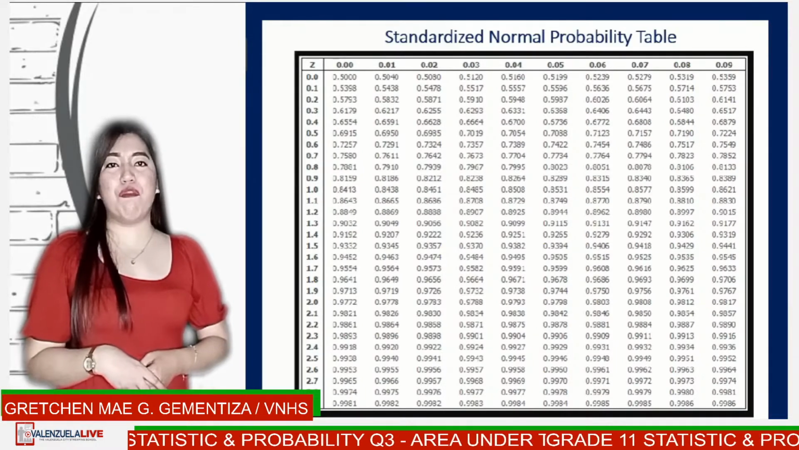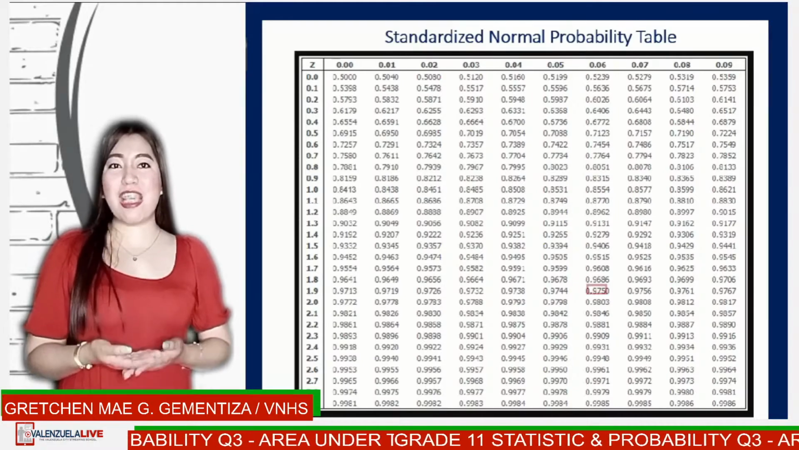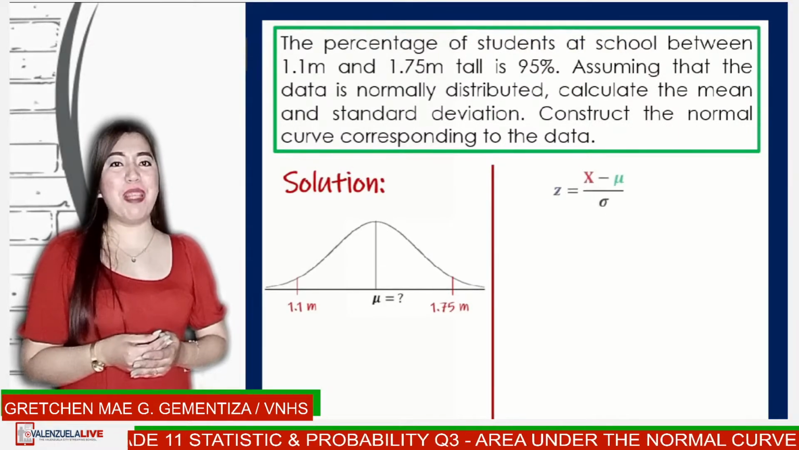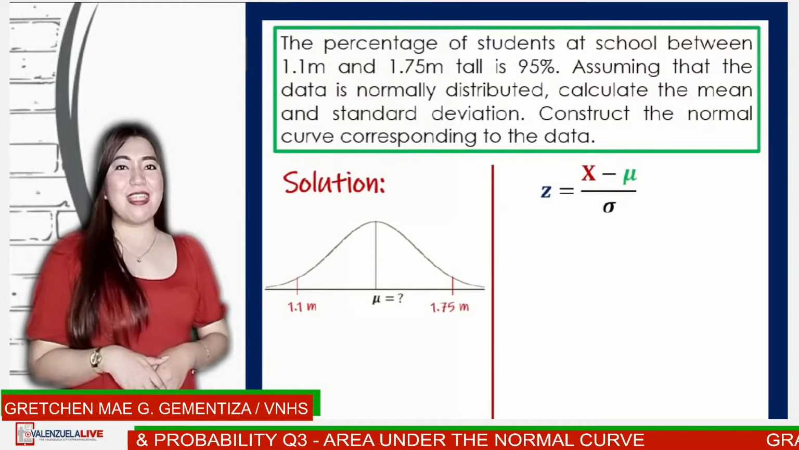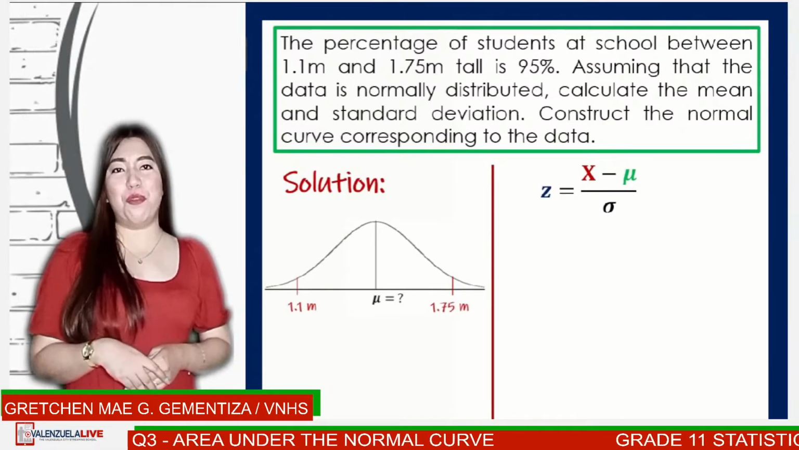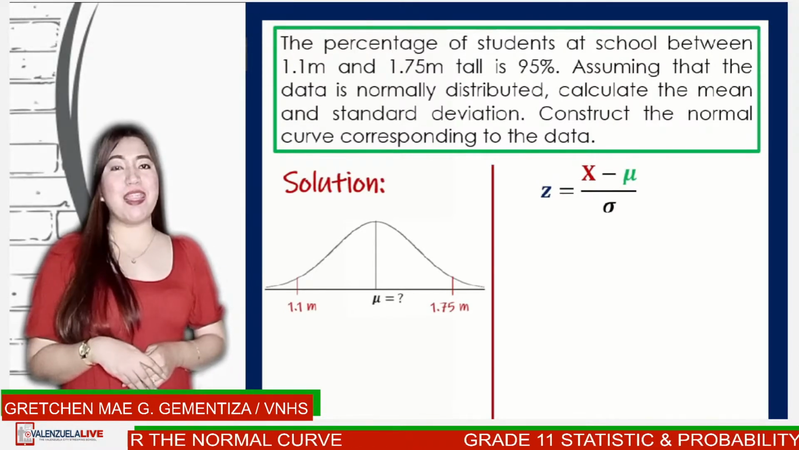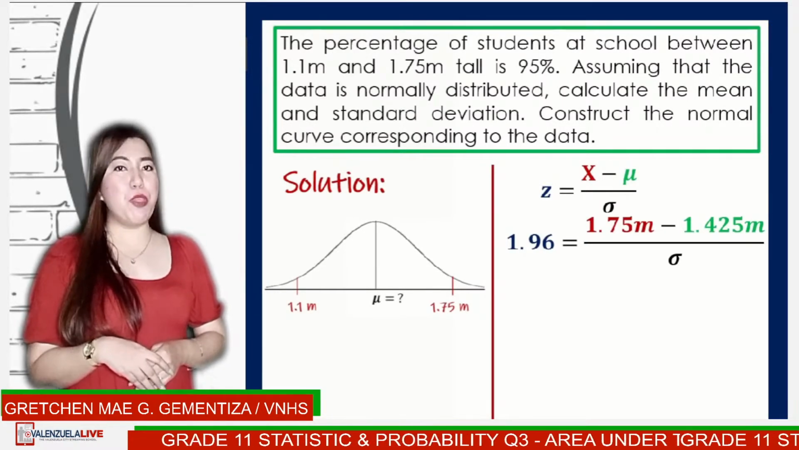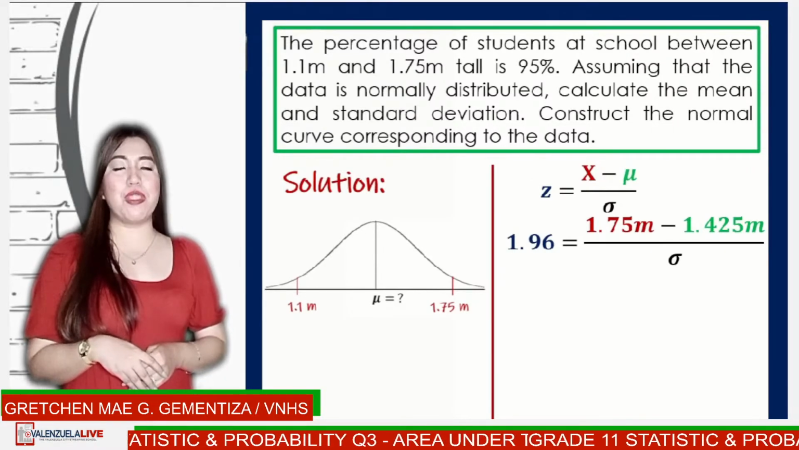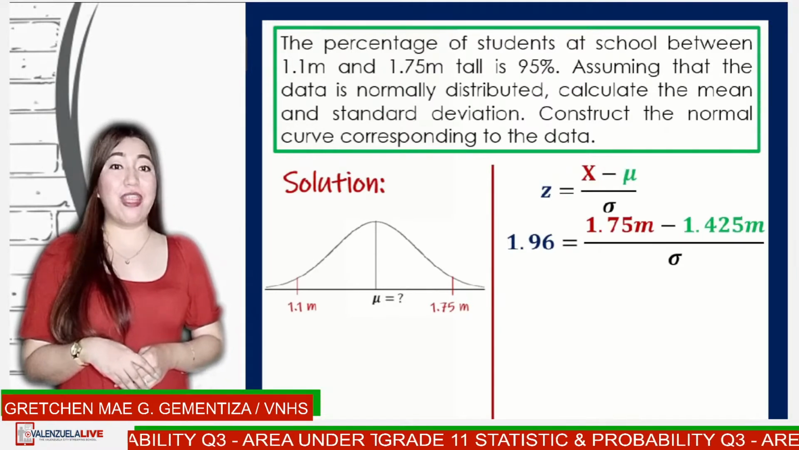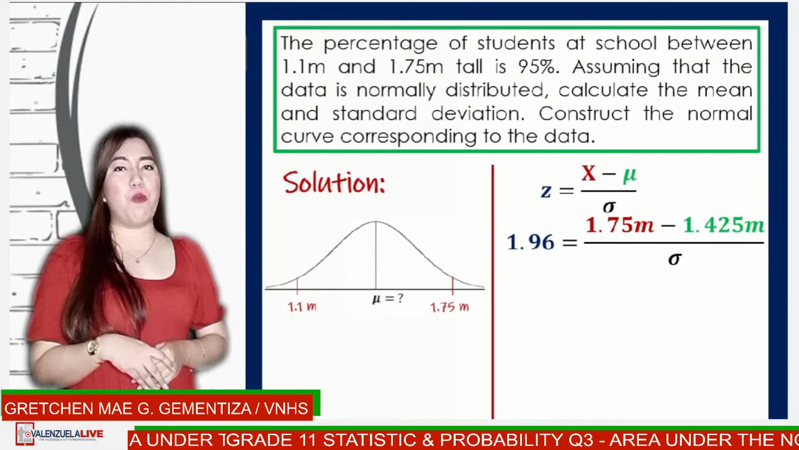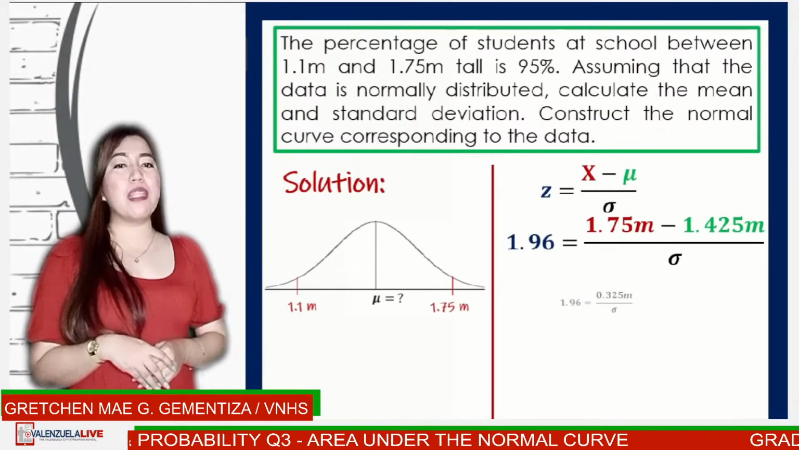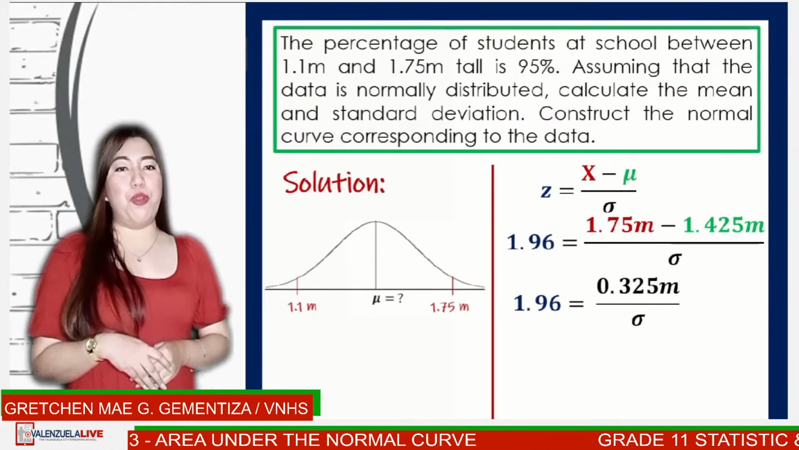Use the table and identify the closest z-score which has the probability of 0.9750 or 97.5%. Based on the table, its z-score is 1.96. We will now substitute all the given in the z-score formula to solve for standard deviation. Z-score is equal to x minus mu all over standard deviation. Z is 1.96 equals x, which is 1.75 meter, minus mu, which is 1.425 meters, divided by sigma, or the standard deviation. So 1.96 equals 0.325 meters over standard deviation.